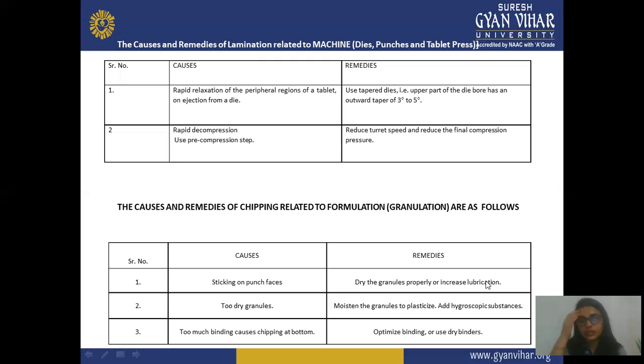And second is too dry granules. If your granules are in too dry a form or don't have sufficient moisture, and a certain amount of moisture is required for compression of the granules or formation of the tablet, but they are in too dry a form, then in this condition you moisten the granules or use a certain plasticizer to overcome this problem. In this you mainly use a hygroscopic substance, which holds moisture or is hygroscopic in nature. Next is too much moisture causing a chipping problem. In this, optimize binding and use dry binders. You use a certain alternative binder or change the binder. Use those types of binder which are dry in nature.